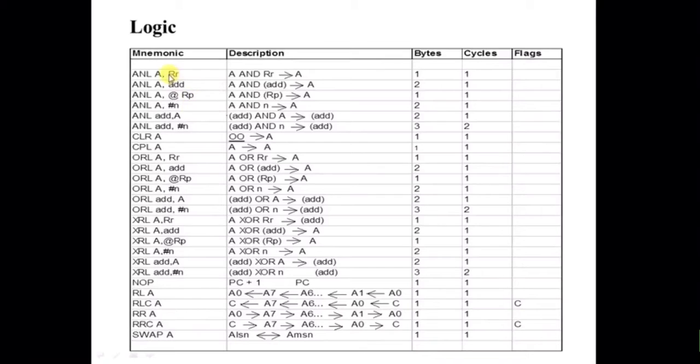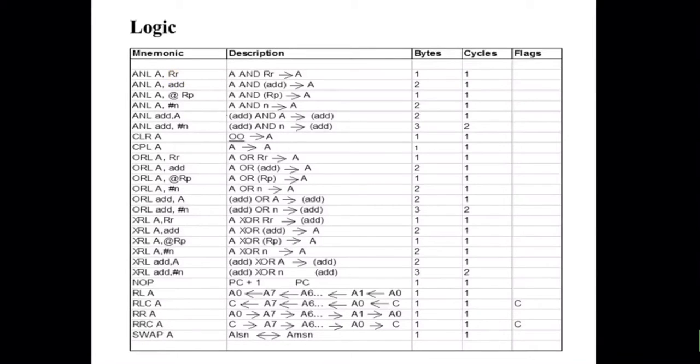Now, for basic logical operations, you already know the basic logic gates: AND, OR, XOR, and NOT. Your logical AND operation supports which operands? Here we are going to discuss ANL A, Rn, which performs the logical operation between the accumulator and a general purpose register value. Here Rn means you can use any general purpose register, R0 to R7.